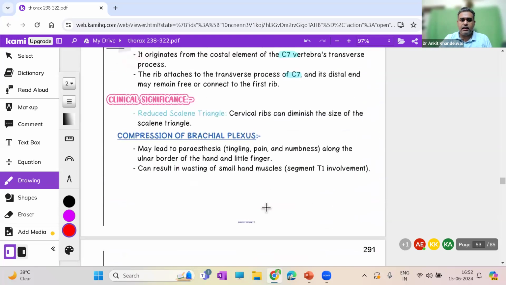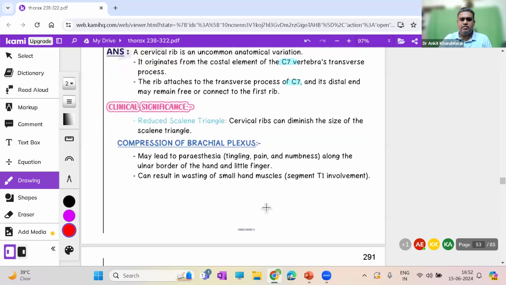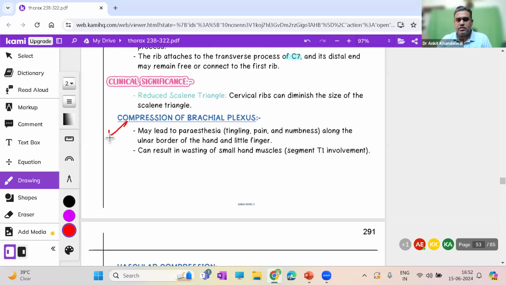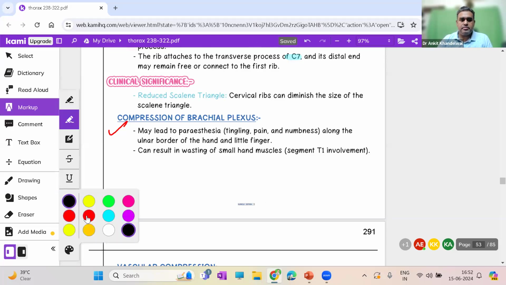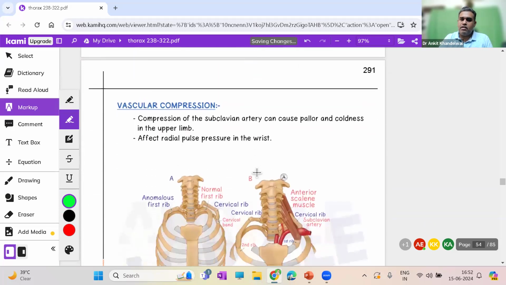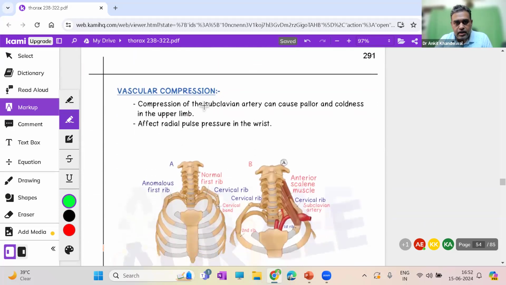Now, if we come back to cervical rib over here, clinical significance is compression of brachial plexus, because we have this brachial plexus along with the subclavian vessels. It mainly leads to paresthesia and numbness in the hand and little finger, because it is the lower trunk, C8 T1, that is basically affected. Small hand muscles, as I told already. Vascular compression, there can be compression of the artery, can cause problems. So it is basically a problem in the artery and the nerves.